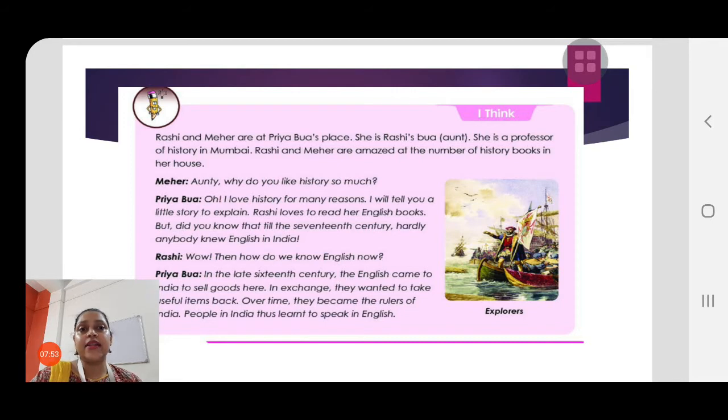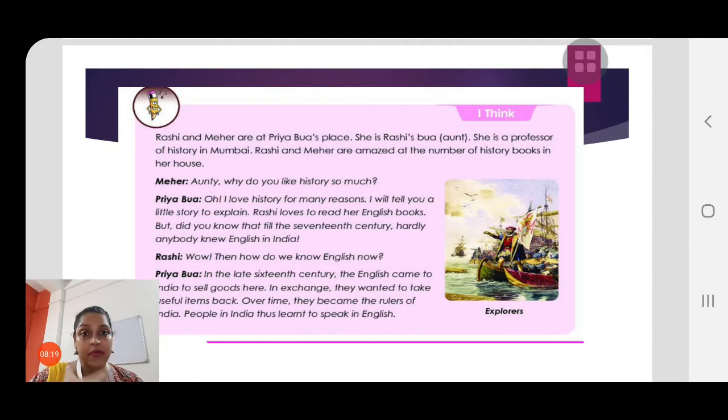Now Mehar asks, "Auntie, why do you like history so much?" Mehar asked her auntie why she liked history so much, and what did Priya Bua answer? "Oh, I love history for many reasons. I'll tell you a little story to explain. Rashi loved to read her English books, but did you know that till the 17th century hardly anybody knew English in India?" Now see what an interesting fact.